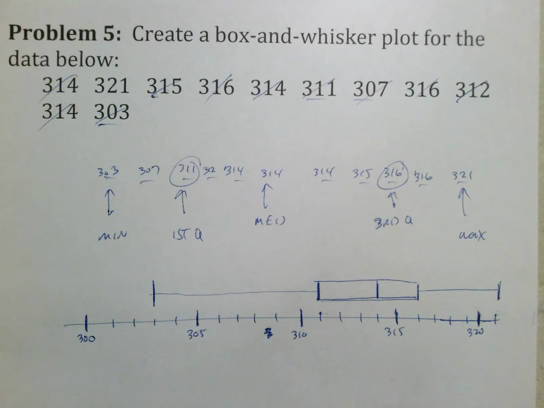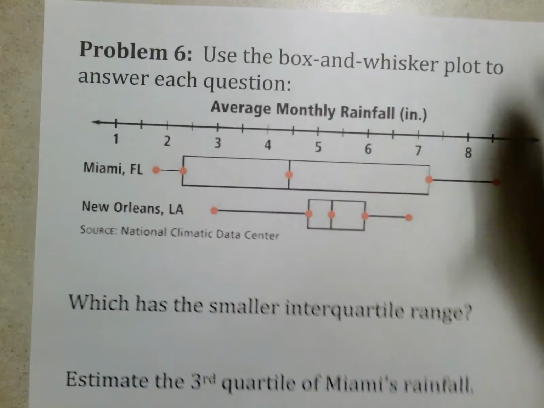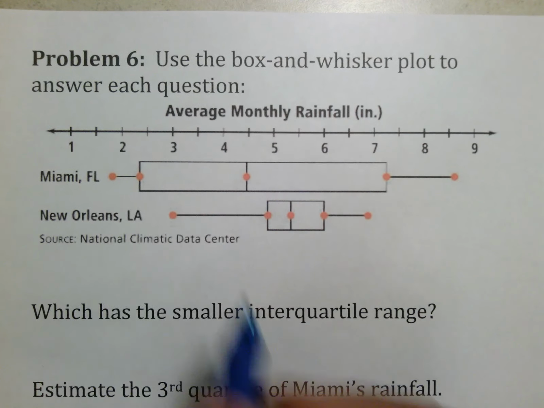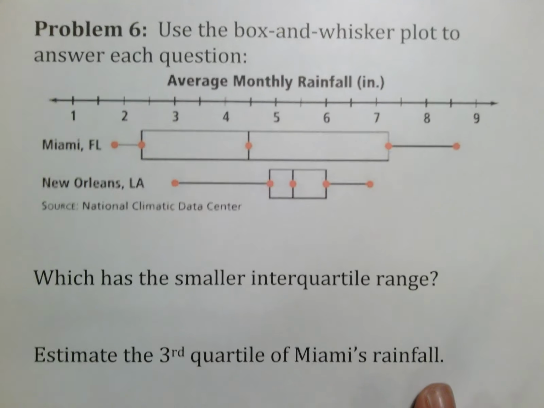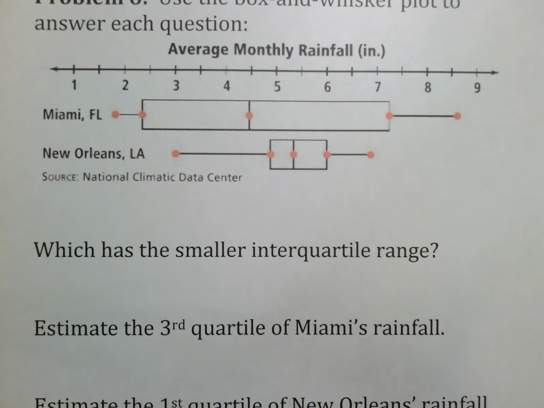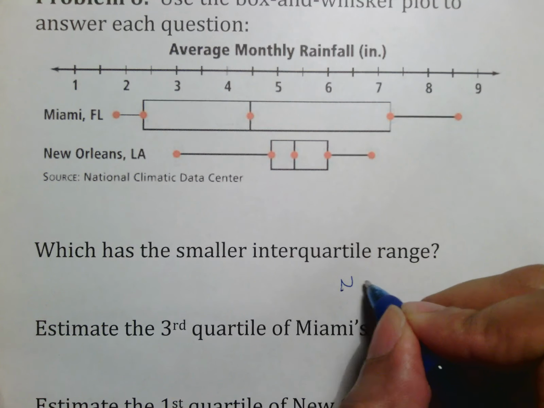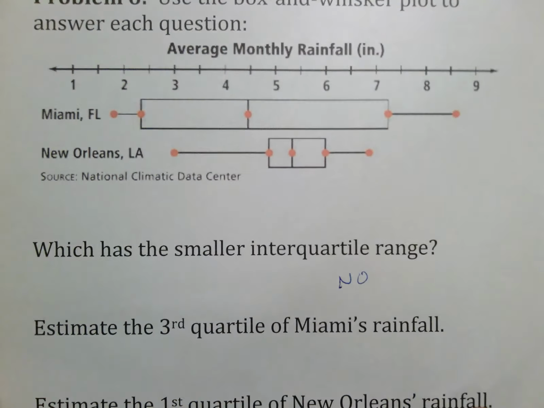Alright. Last thing we're going to look at is how we apply the box and whisker, and it's just the questions that you're going to see on your test. They give you Miami, Florida's average monthly rainfall in a box and whisker, New Orleans, Louisiana's average rainfall in a box and whisker. It wants to know who has the smaller interquartile range. Remember, the interquartile range is the actual box. Of course, that's New Orleans is going to have the smallest one.